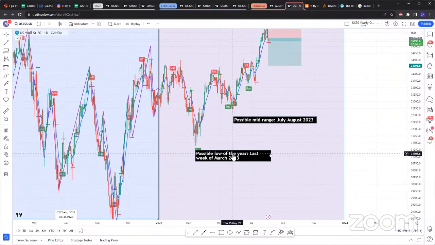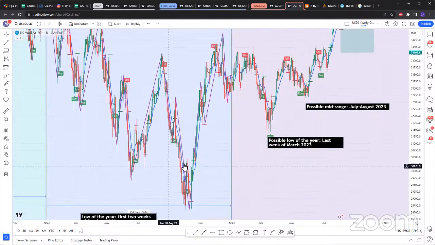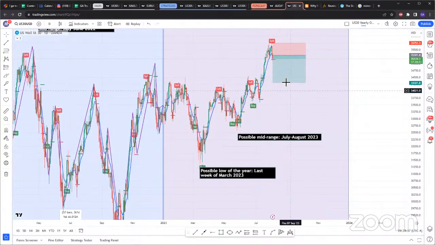Now, the way I get this mid-range is, if the possible low of the year is March, how many more months are left in the year? There's March, April, May, June, July, August, September, October, November, December, about 9 or 10 months, depending on what you're counting. So I would then take the median of those months, and the median fell between July and August, which actually lined up with the backtest for the last 7 years. So that's why I was expecting a sell-off in July.